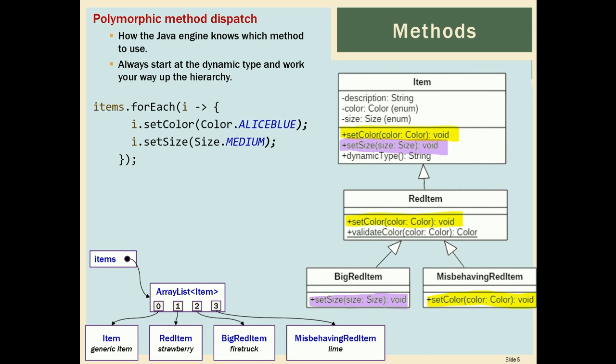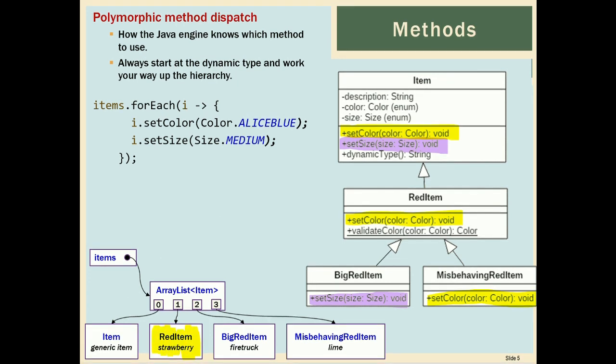But the next time around, we pick up a red item. Polymorphic method dispatch tries to determine which method to run. It starts with the dynamic type, and it finds its own setColor. Now, why does red item have a setColor method? Because it's going to make sure that any color set is in fact red. Okay, and we're done.